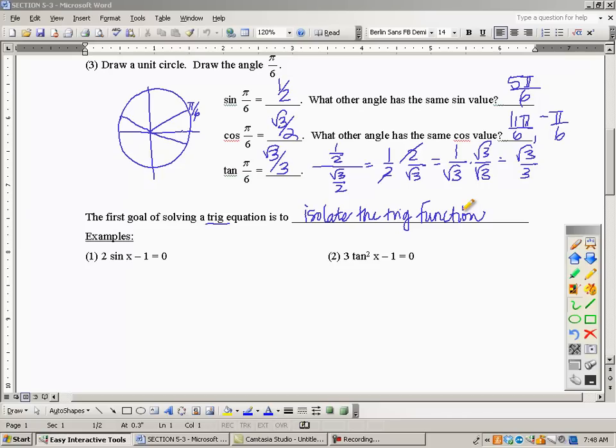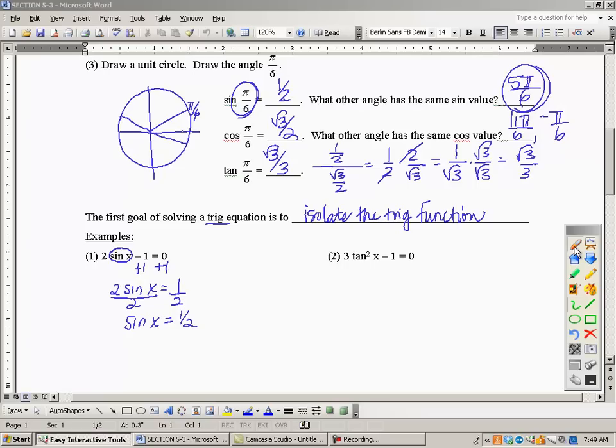So if you take a look at number 1, we want the sine of x to be by itself. So I'm going to first move 1, and so I have 2 times the sine of x equals 1, and if I divide by 2, the sine of x then equals 1/2. Now the question here is, when on my unit circle does the sine equal 1/2? We'll take a look directly above. The sine is 1/2 at pi over 6 or 5 pi over 6.